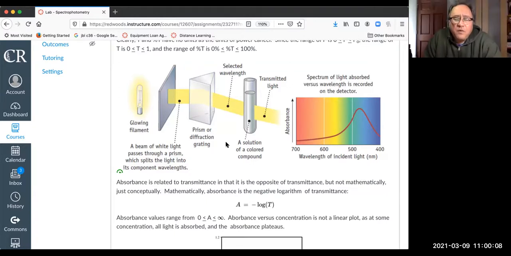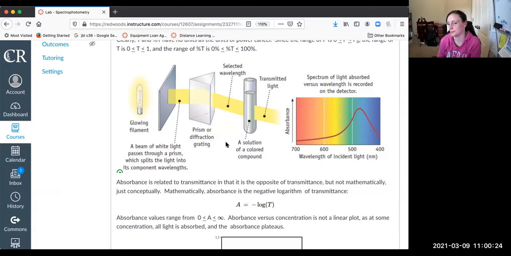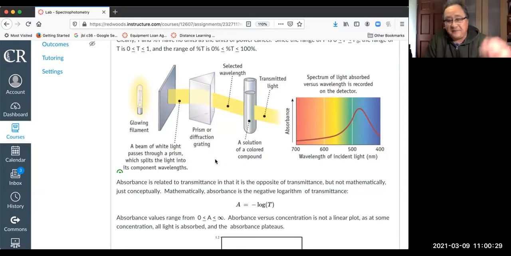So if we wanted to see a concentration difference, we would want to study this at 480 nanometers, not 700, because you can't see a big difference at 700, but you can see a difference at 480. Fair enough? So that's how you figure out what wavelength you want to work at. You want to work at a peak.